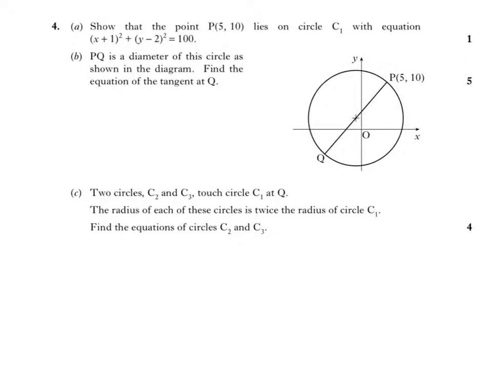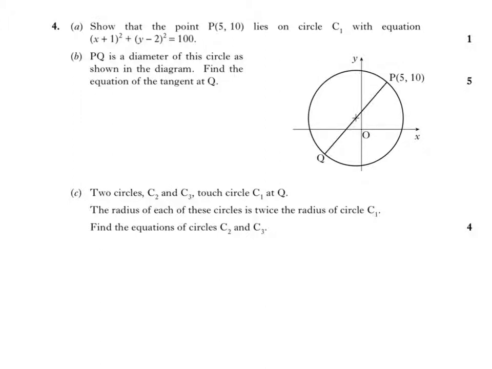Section 16, question 6. Show that the point (5, 10) lies on the circle with equation (x + 1)² + (y − 2)² = 100. We can show that the point lies on the circle by subbing the point in, and if it satisfies the equation, then it lies on the circle.